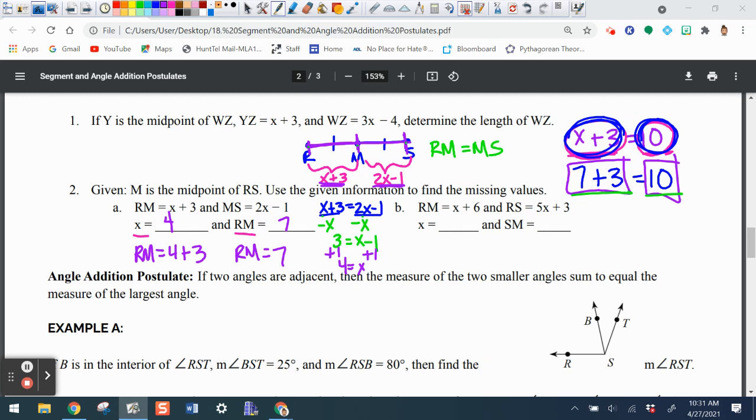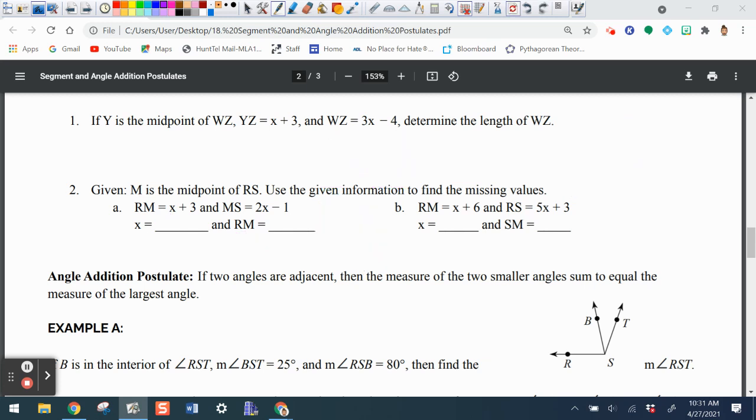Now let's look at item B. Again, same diagram. M is the midpoint of RS. That means RM is congruent to MS, definition of midpoint. And let's see what they give us. RM is equal to x plus 6, this expression. And RS is equal to 5x plus 3. And they do want us to know the value for x and the length from S to M.